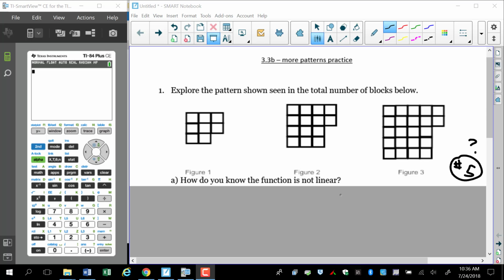Okay, and welcome to the third lesson in our patterns unit. And this is one of my favorite patterns, and I'm going to give this to you because you could talk all day about this pattern.